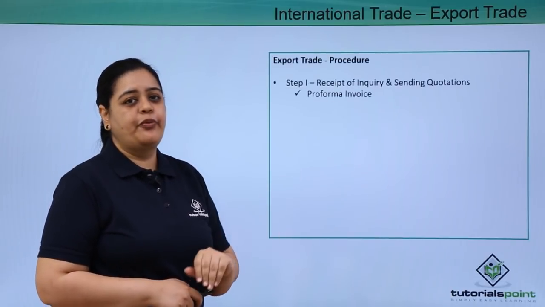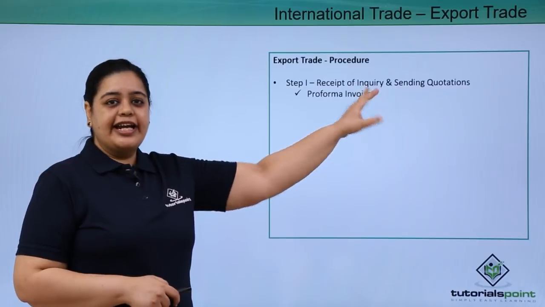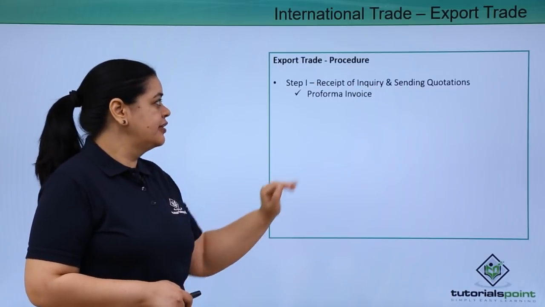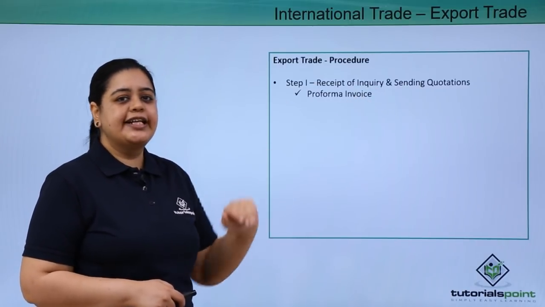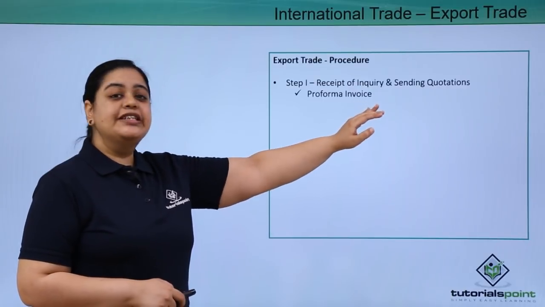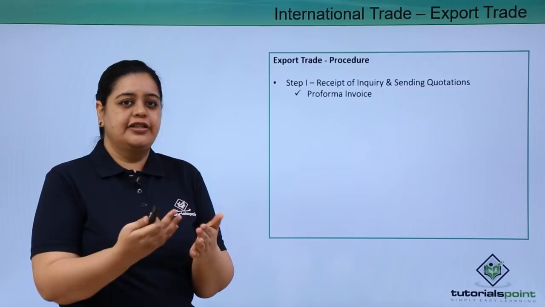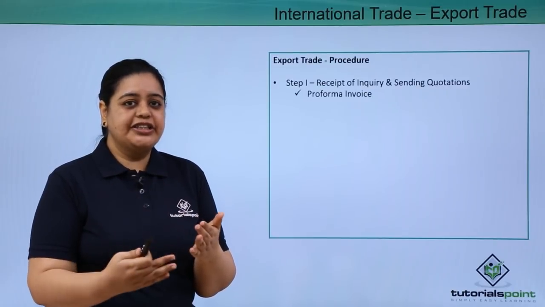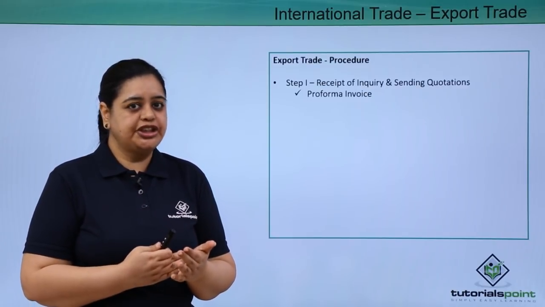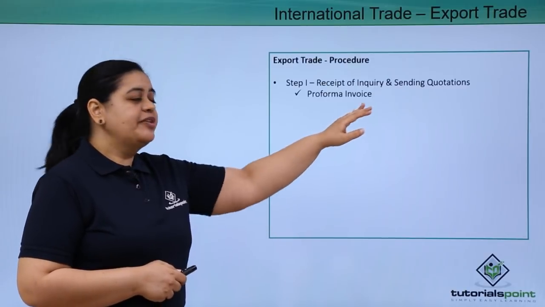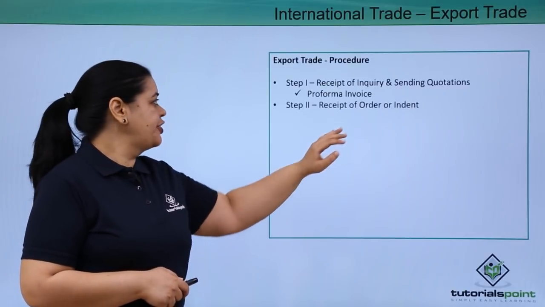What is step number 1? You receive an inquiry from the importer. So what you will do is send him the quotations. You will send him a pro forma invoice, that is a brief about the quality, quantity of goods and the amount you are going to charge. So this would be a sample invoice, which you are going to send.